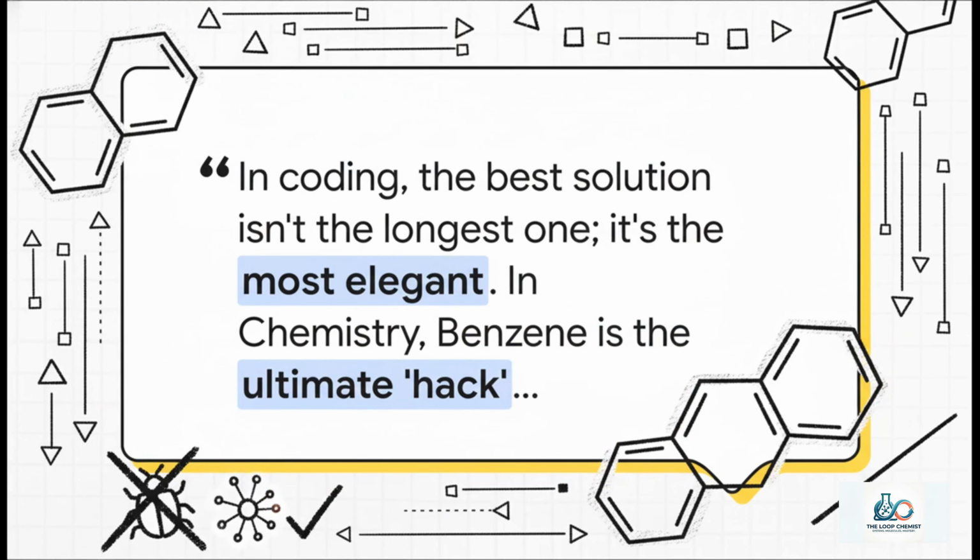And this right here, this is the whole idea in a nutshell. In coding, the best solution, the most elegant one, isn't about complexity. It's about solving a huge problem with a simple, powerful solution. And we're going to make the case that benzene's structure is exactly that. It's chemistry's ultimate hack, a way to get mind-blowing stability out of a design that seems almost too simple.